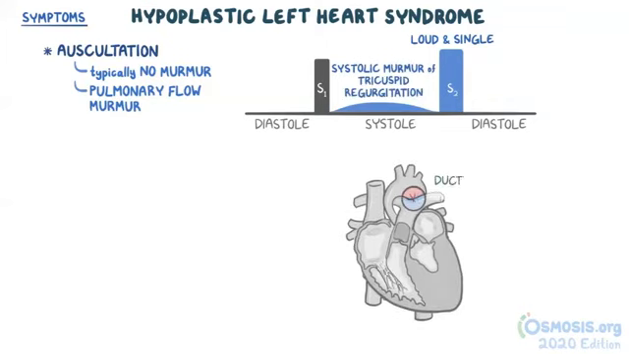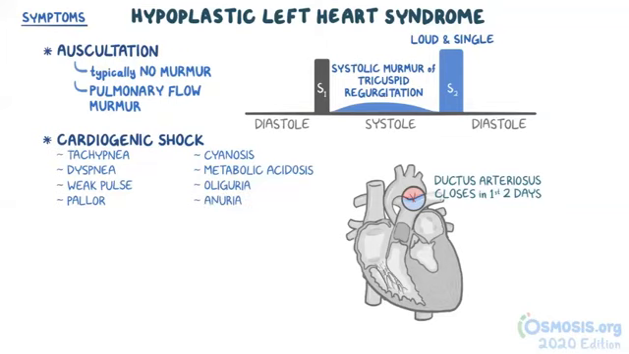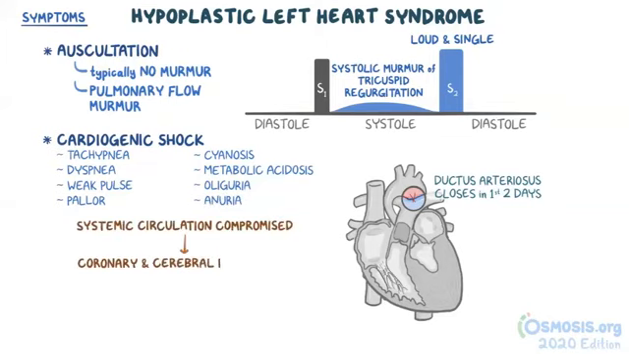Over time, as the ductus arteriosus begins to close during the first 2 days of life, cardiogenic shock develops with symptoms like tachypnea, dyspnea, weak pulse, pallor, cyanosis, metabolic acidosis, and oliguria or anuria. When systemic circulation is compromised, coronary and cerebral perfusion may be severely reduced, leading to symptoms of myocardial or cerebral ischemia.